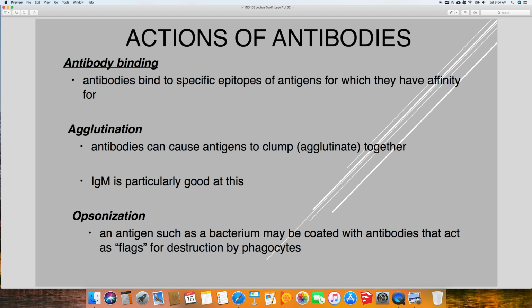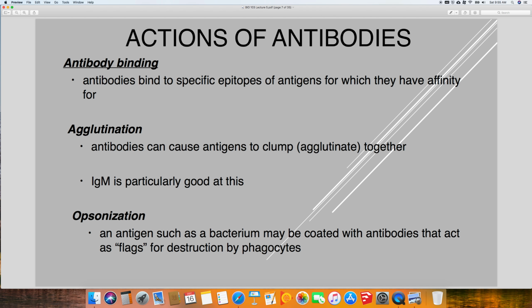Okay, then we talked about the actions of antibodies. As we remember, antibodies will bind to specific portions of antigens known as epitopes or antigenic determinants. And once they do that, a number of things can happen. Agglutination: this is when antibodies cause antigens to clump or agglutinate together. IgM is very good at this because IgM, remember, is like a hand. Each finger can bind antigens.